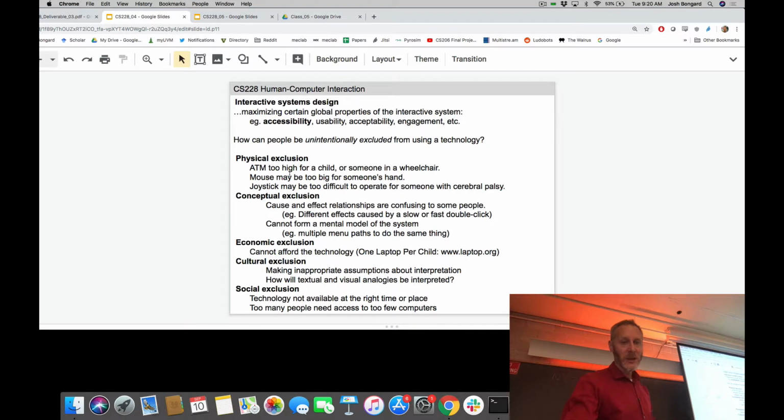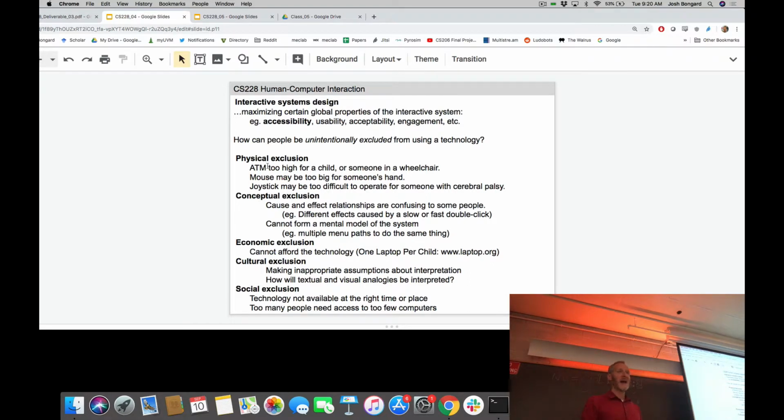Okay, as we mentioned last week, there's lots of different dimensions to human diversity, so lots of different ways in which people might be excluded from technology. Some of them are kind of obvious, and some of them are much less obvious. So let's start with the obvious ones, physical exclusion, right?